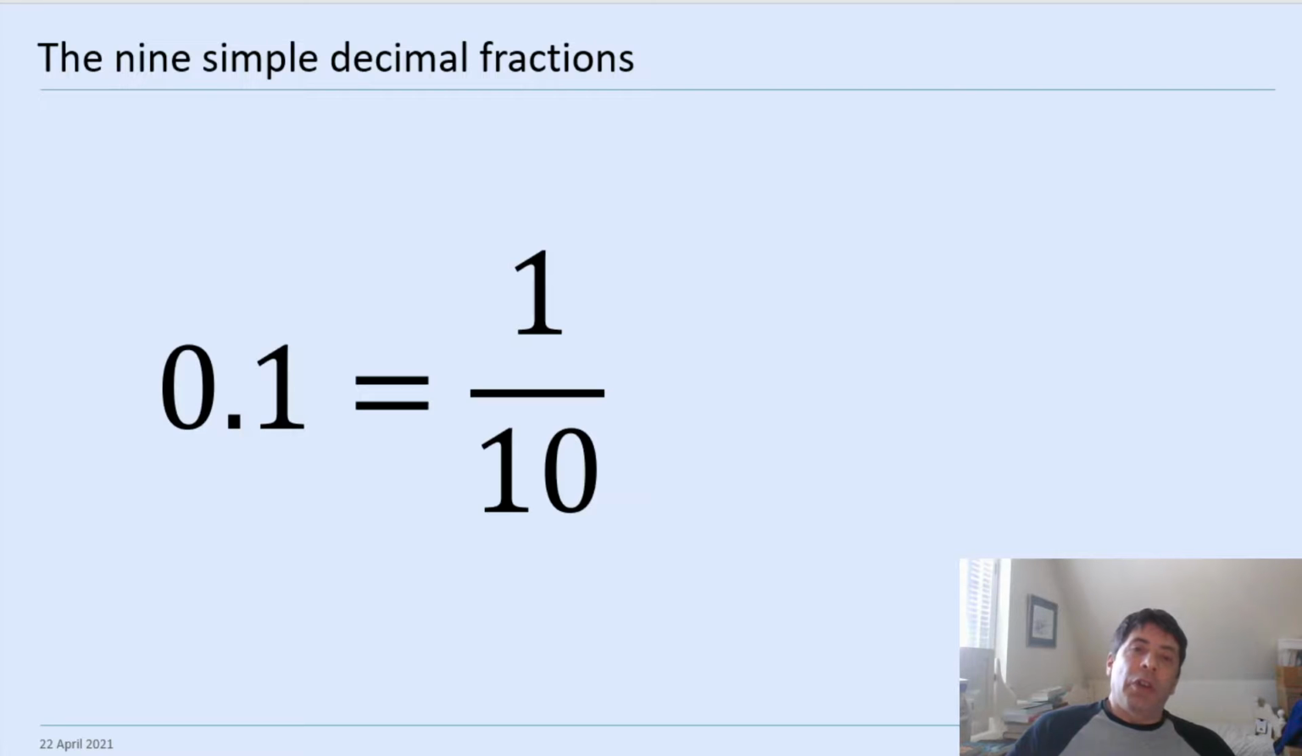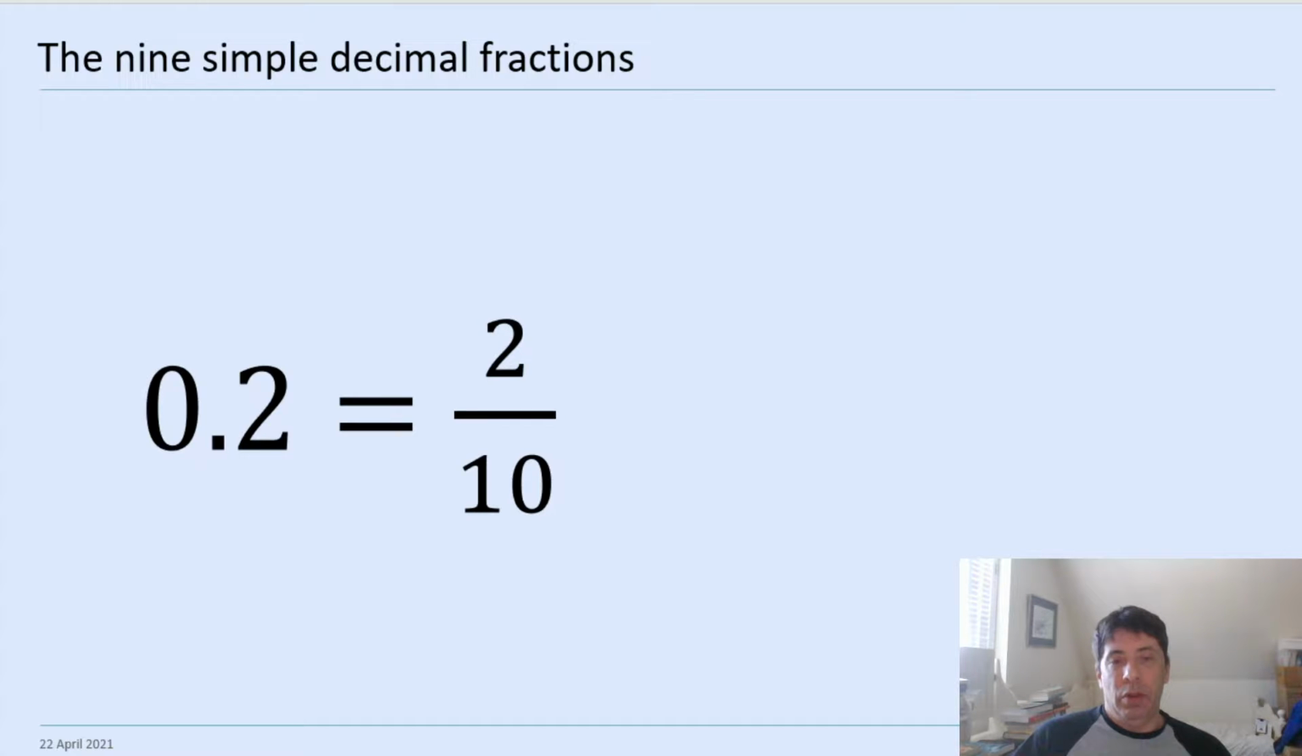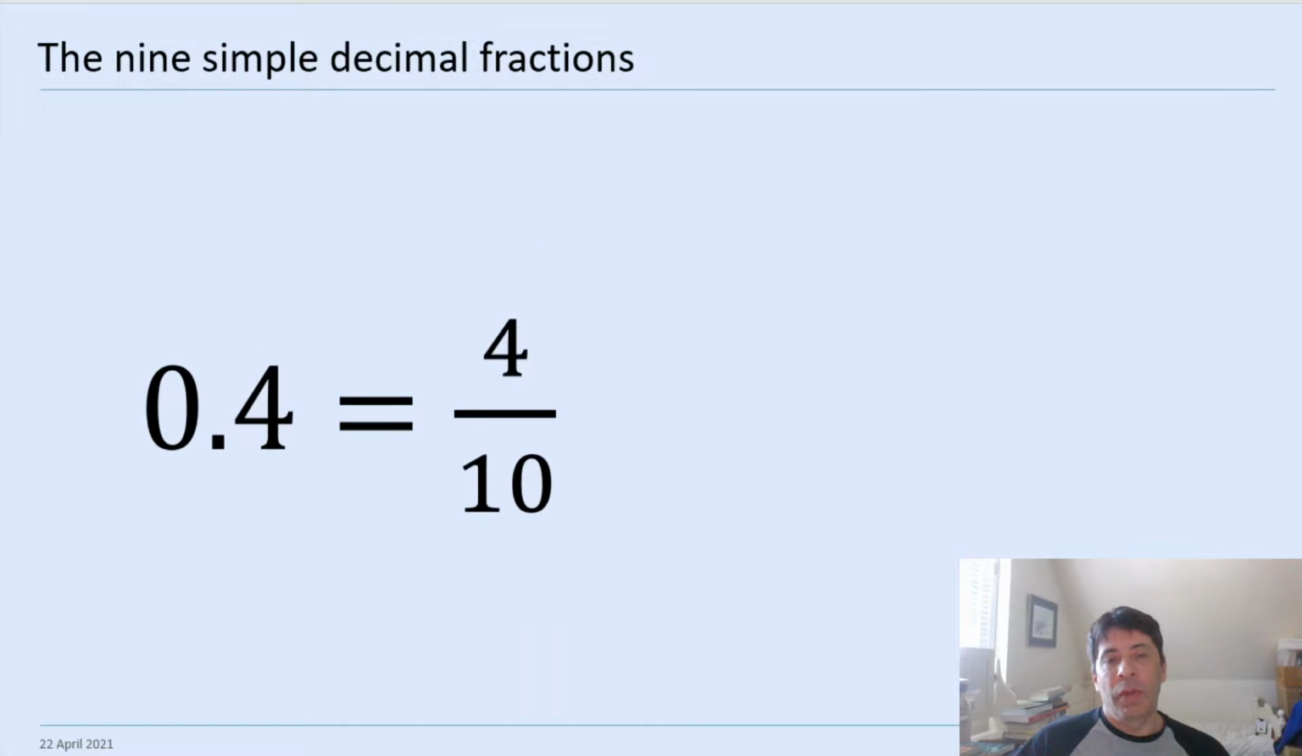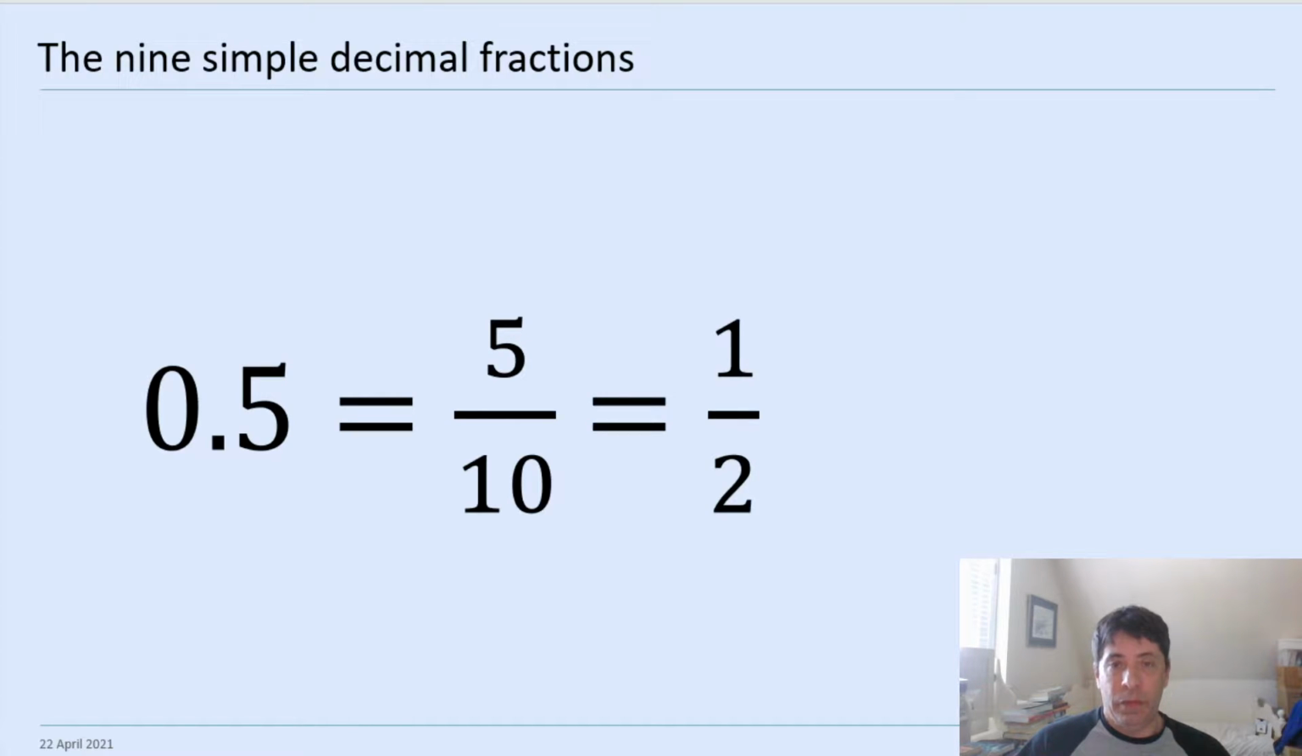Having understood that, let's go through the 9 simple decimal fractions. So 0.1 is a tenth, 0.2 is 2 tenths, and 2 tenths cancels to a fifth. There's a video on cancelling down fractions on the channel if you're interested. 0.3 is 3 tenths. 0.4 is 4 tenths, which cancels down to 2 fifths. We divide the top and bottom by 2. 0.5 is 5 tenths. We divide the top and bottom by 5, 1/2.